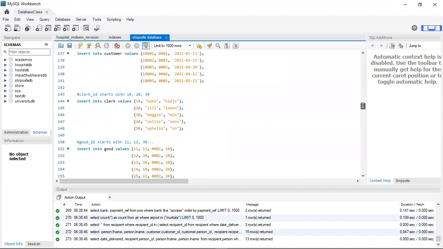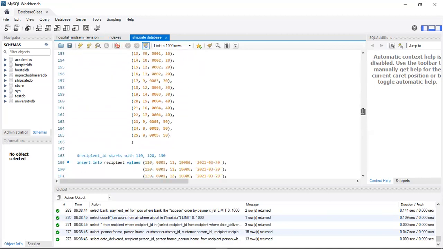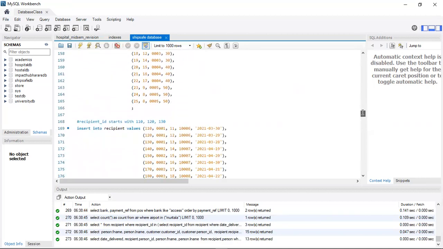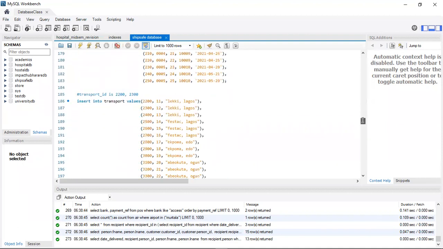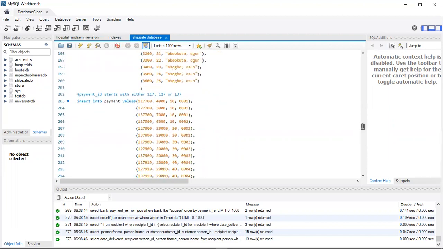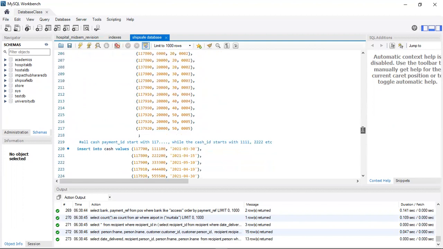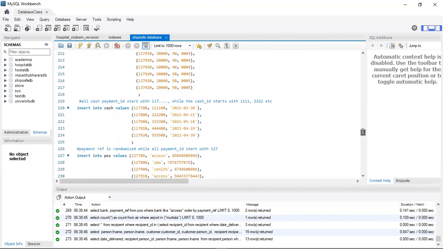The clerk ID starts with 10, 20, 30. The good ID starts with 11, 12, 13. The recipient ID starts with 1110, 120, 130. The transport ID starts with 2200, 2300. The payment ID starts with 117, 127, or 137. And all cash payment ID starts with 117, while cash ID itself starts with 111222.